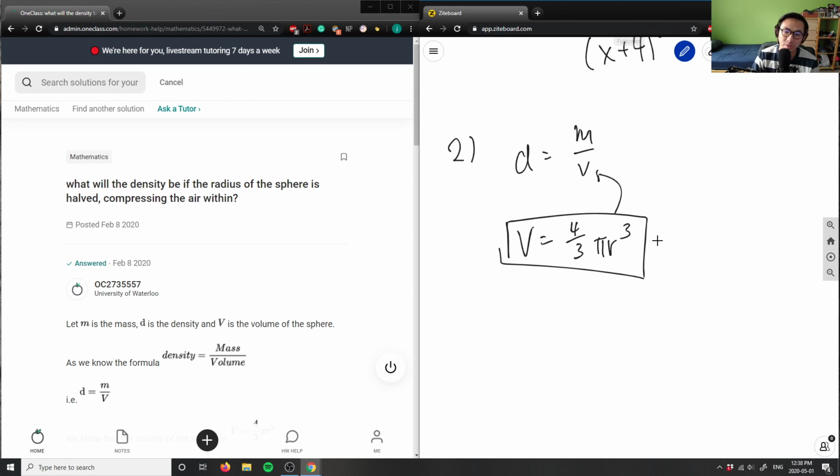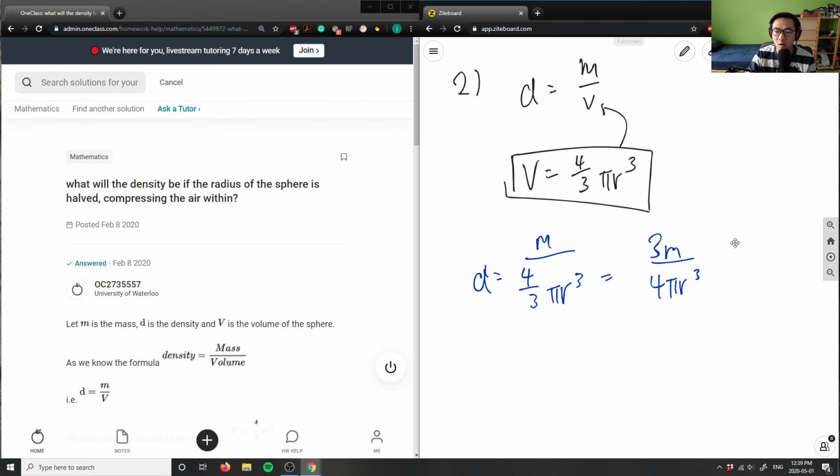So I get a new equation. D equals mass divided by 4/3 pi r cubed, or you could rewrite this as 3m over 4 pi r cubed. And this is our density equation. It's asking what the density would be if the radius of a sphere is halved, right?